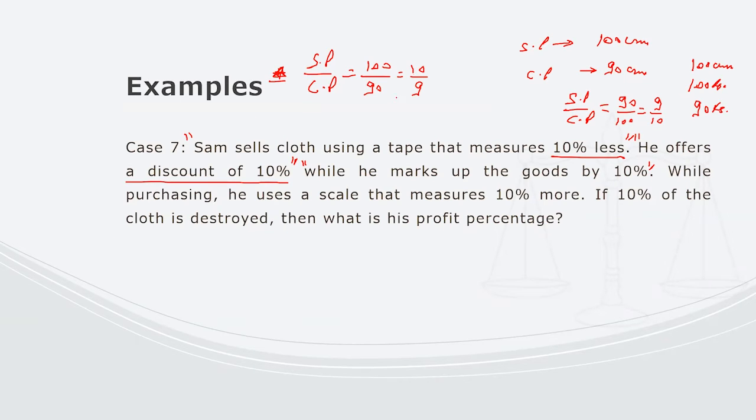Selling price by cost price is 10 by 9 in the first transaction. So selling price will be 10 by 9 times the cost price. Correct? Now we are saying that I am giving a discount. Discount is offered on what? Selling price, right? So you will reduce your selling price, previous selling price, by 10%, isn't it?